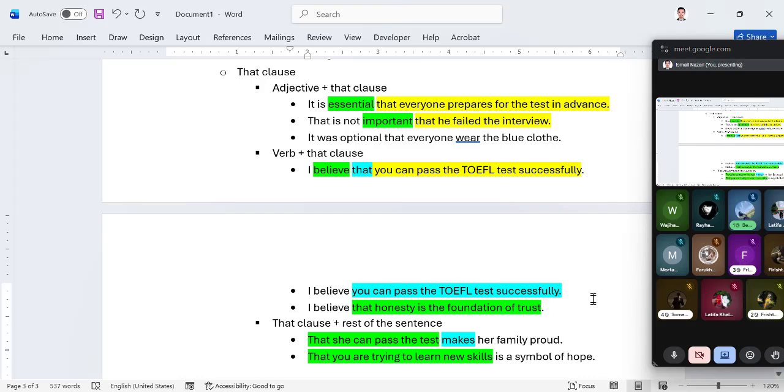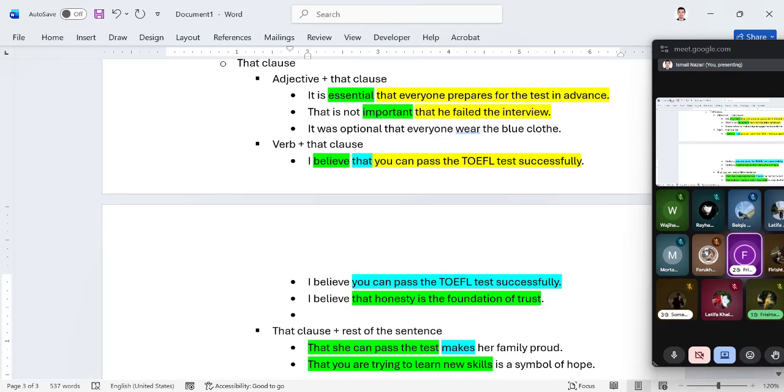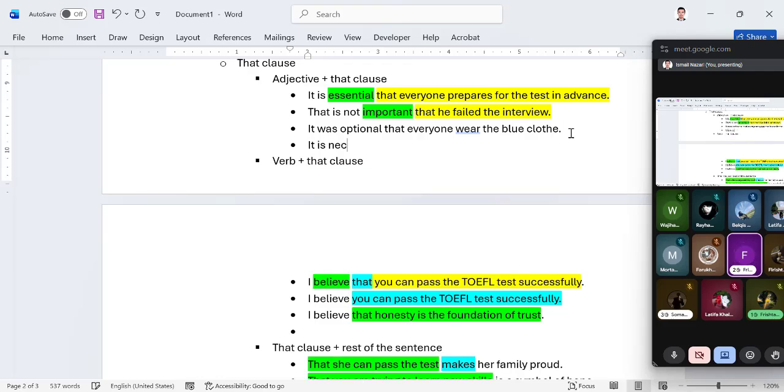Miss Zahidi. Okay. It is necessary that you pass the test successfully. Yeah, the noun clause is that you pass the test successfully. That's the noun clause. And if we have it is necessary, so we can often omit the that as well. Okay, thank you.